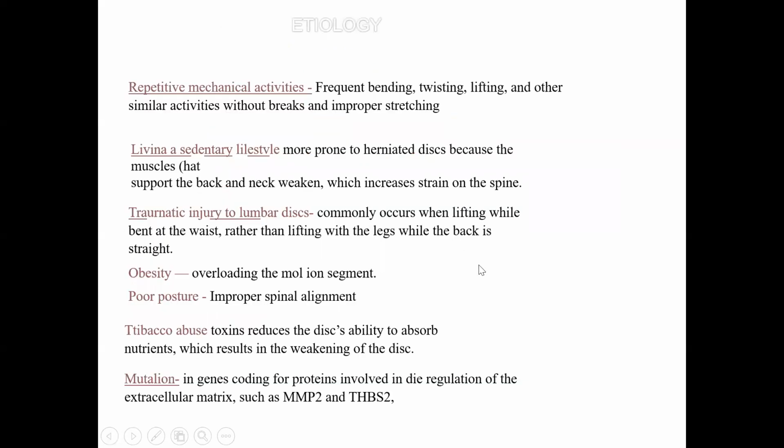Etiology. Repetitive mechanical activities. This includes frequent bending, twisting, lifting, and other similar activities without breaks and improper stretching. Now, a sedentary lifestyle is more prone to herniated disc because the muscles that support the back and neck weaken, which increases strain on the spine.